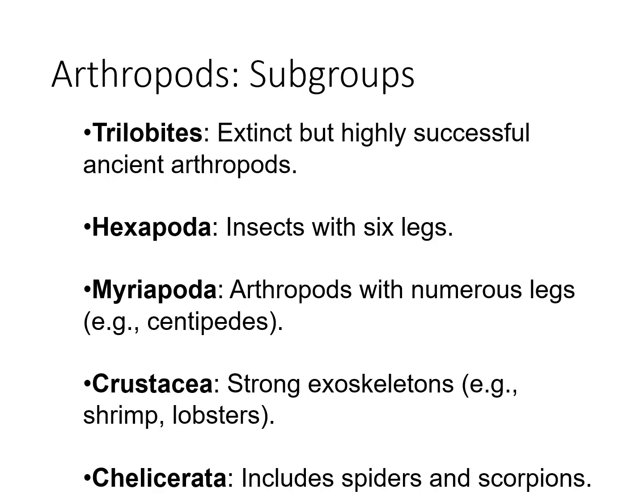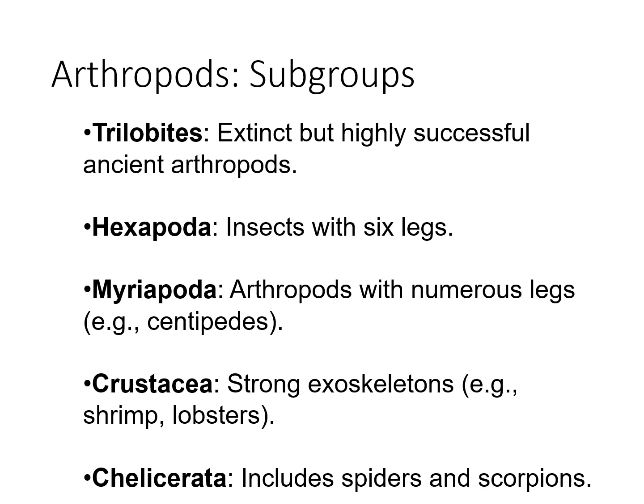Arthropods are incredibly diverse, and we group them into multiple subgroups, including trilobites, now extinct, but once highly successful and widespread in ancient oceans. Hexapoda, this group includes insects, which have 6 legs and dominate nearly every terrestrial ecosystem. Myriapoda, these are the many-legged arthropods, such as centipedes and millipedes. Crustacea, known for their hard exoskeletons, this group includes crabs, lobsters, shrimp, and others.